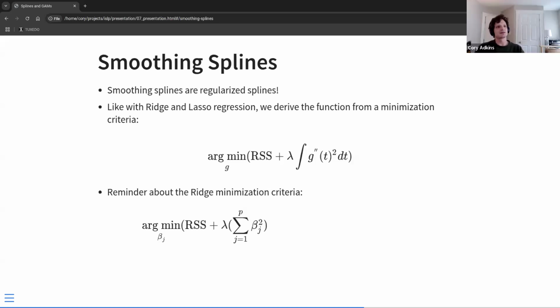Yeah, so it's the exact same process as with ridge. We're looking for a function, in this case g, that minimizes this quantity: the residual sum of squares plus this extra thing. If you remember in ridge regression, it was the same deal. We were trying to minimize the residual sum of squares plus this, what is it, shrinkage coefficient? Is that what it's called?